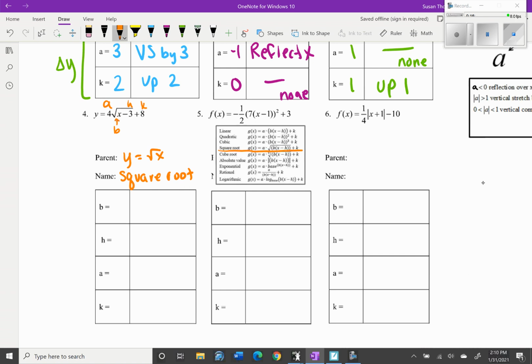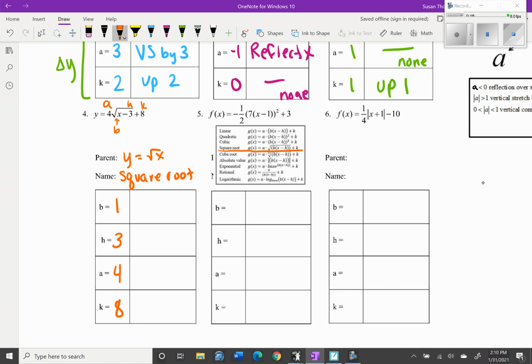So for this, b, since it's not there, it would have to be 1, because 1 times anything doesn't change the equation. Unlike 0, you wouldn't want to write your b value 0, because that would be 0 times something makes it 0. So b is 1, h is 3, a is 4, and k is 8.